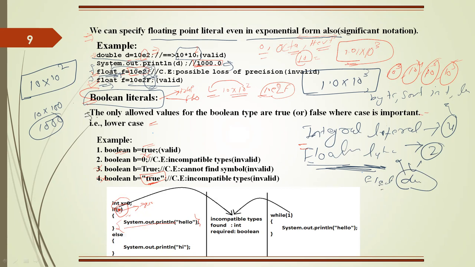Now third is the Boolean literal. The allowed values of the Boolean type are true or false. Only these two values are there. Their case is important, lowercase. Both are lowercase, and if you write True with a capital, then it won't work. It is treated as a simple identifier, right?